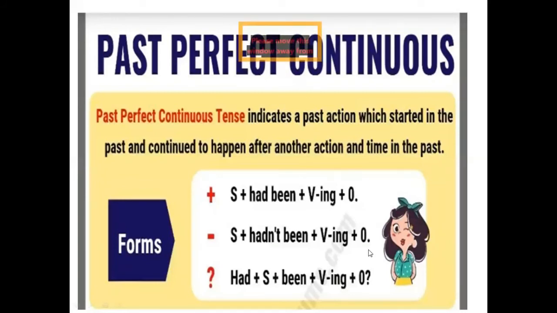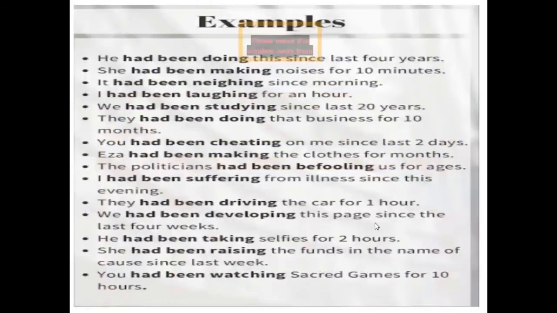In the negative sentence, notice that if you want to change the same affirmative sentence into the negative, we simply put the not between had and been. Okay? Now in the interrogative sentence, had plus subject, then been, then the first form of the verb with ing, then object. Then at the end of a sentence, we put the sign of interrogation. Clear? Now, let's see the examples of past perfect continuous tense.